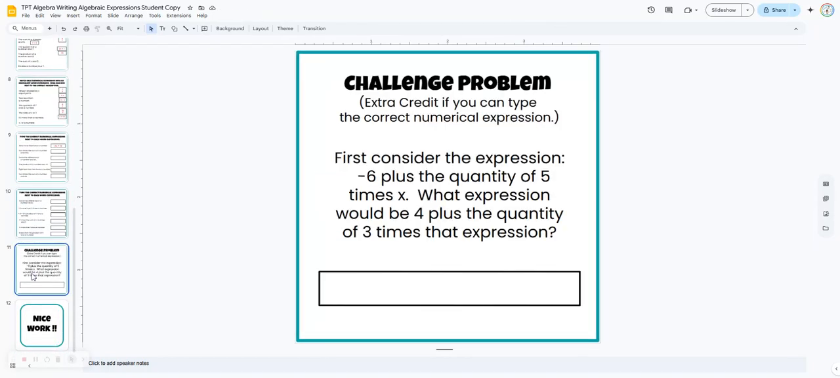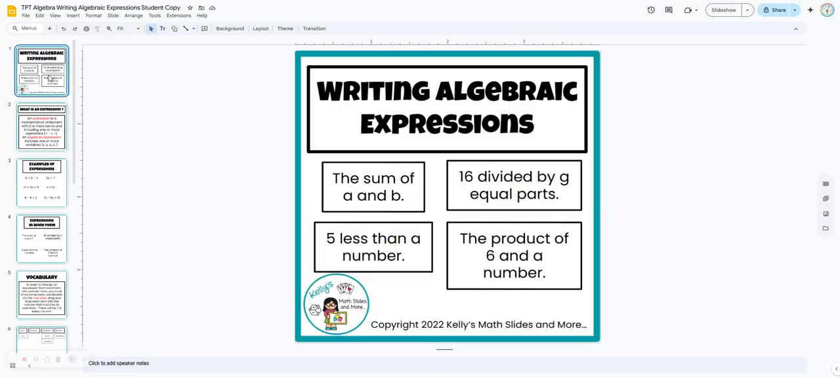Now when they get to the final slide, they've got a challenge problem here. You can make this extra credit if you like, and they're going to consider this expression and see if they can write it in numerical form. So that is the digital lesson, writing algebraic expressions.